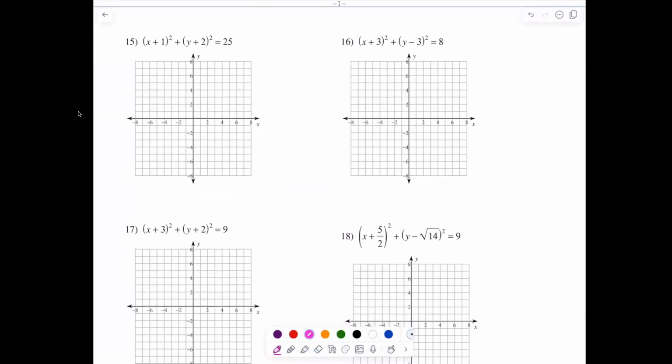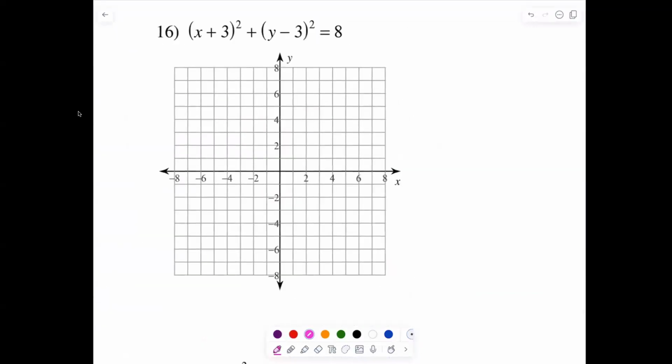Now let's take a look at 16. Why is 16 annoying? Right, 8's not a perfect square. So what is the square root of 8 really close to? 3, right, because the square root of 9 is 3. 8 is close to 9. Therefore, the square root of 8 has to be close to 3.